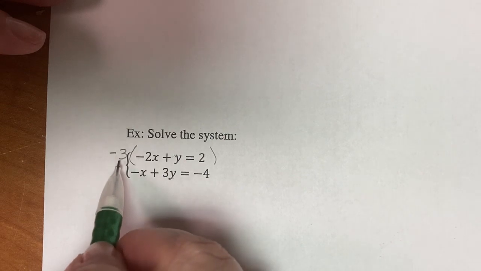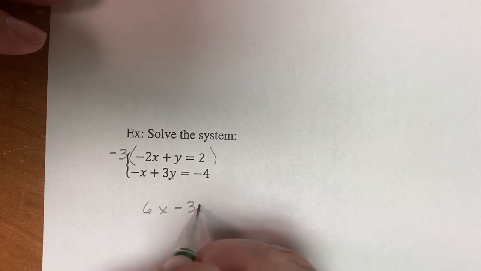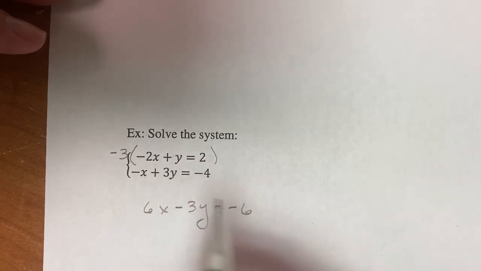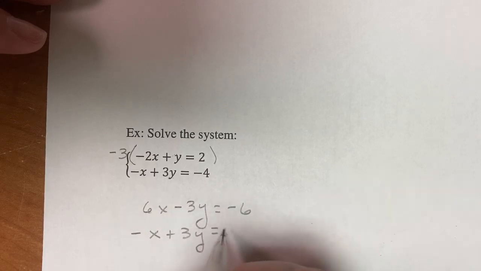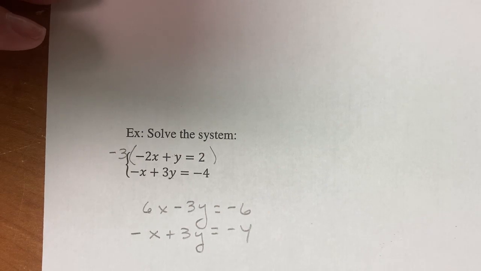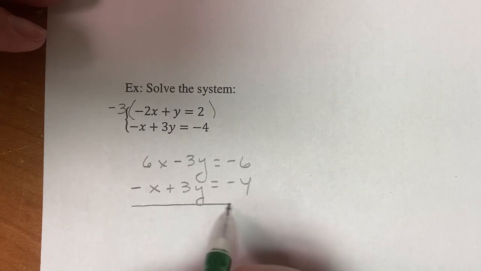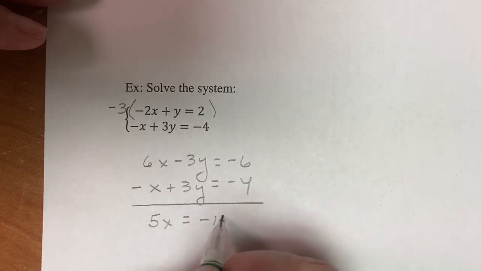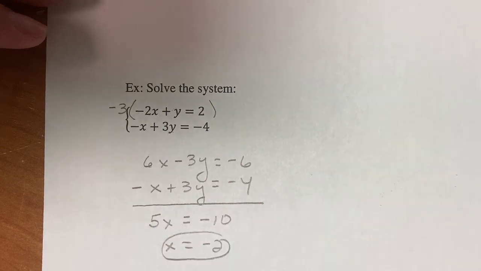So let's see what happens when we do that. Negative 3 times negative 2, that's going to give me 6x minus 3y equals negative 6. Don't forget to multiply this also. And then I'm just going to rewrite the other equation. I like them right together here. And now I can go ahead and do my addition because my y's are going to drop out. I'm going to get 5x, because that's 6x minus 1x, is equal to, if I add these, I get negative 10. So my x is negative 2.